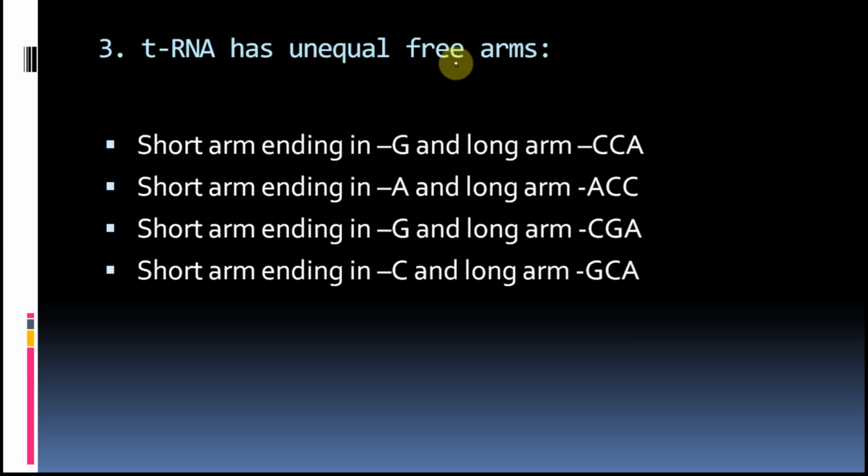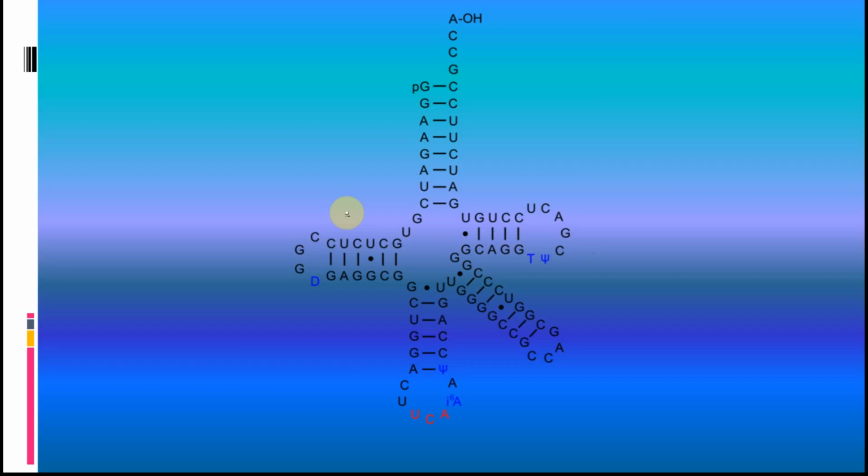Next is: the tRNA has unequal free arms. The options are: short arm ending in G and long arm in CCA; short arm ending in A and long arm in ACC; short arm ending in G and long arm in CGA; short arm ending in C and long arm ending in GCA. So for this you need to remember the structure of the tRNA. In the tRNA you will see that this is a clover leaf like structure, right? And at this position you can see that this is the long arm and this is the short arm, right?